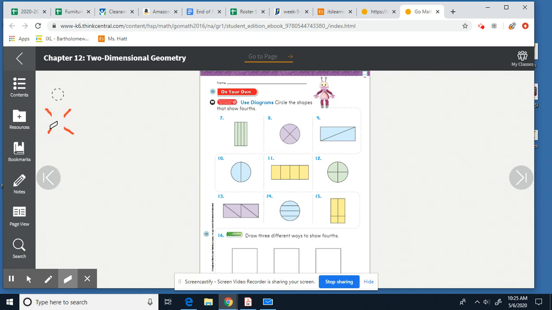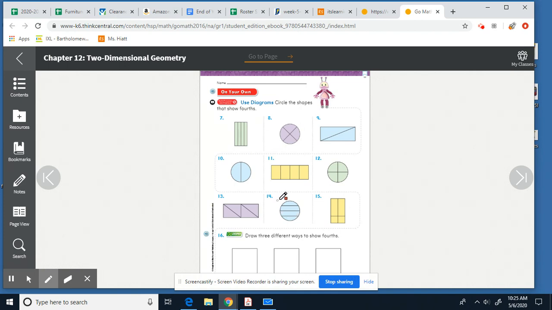Okay, and we're just going to look at these shapes and decide which ones show fourths. So let's see, 1, 2, 3, 4. That one shows fourths, right? This one, 1, 2, 3 fourths. What about this one? Does this one show fourths? Nope. See, there's only 2 spots, right? This one, nope, 2. 1, 2, 3, 4. They're all the same. Yep. 1, 2, 3, 4, all the same. Yep. Look at this one. This one's unique. Let's see, 1, 2, 3, 4. Do they all look like they're the same size? Yep, that's a unique way to show that.